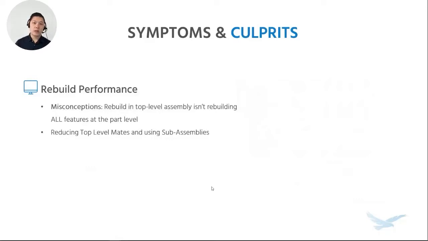So the solution here would be initially thinking, hey, is there anything we can change about our assembly structure? It would be reducing the top level mates, and then utilizing sub-assemblies. And then in one of the tools that we'll have, we'll show you how to see how many you have instead of having to go through every single one and count, right?